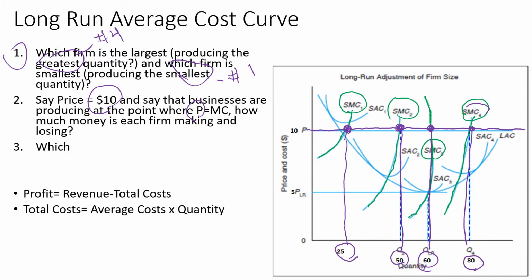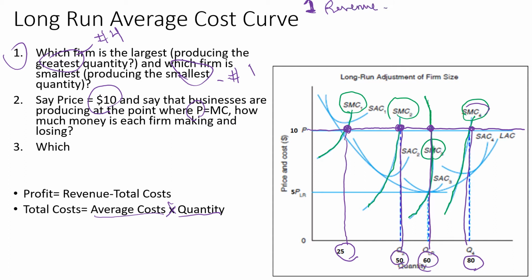Okay, so we have to remember that total costs are average cost times the quantity that they're producing, and then profit equals revenue minus total cost. So let's calculate the revenue of all of these first. Let's just do firm 1 first. Okay, so firm 1 revenue.